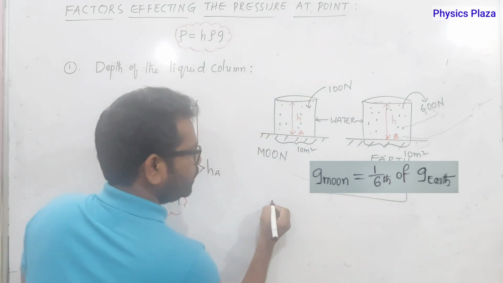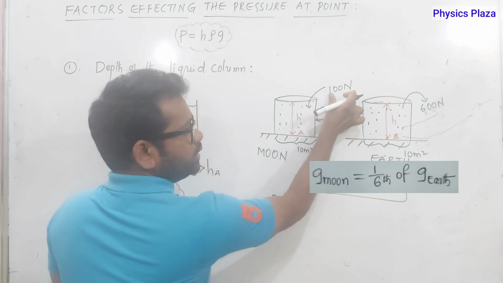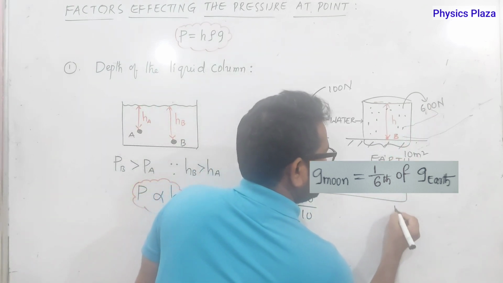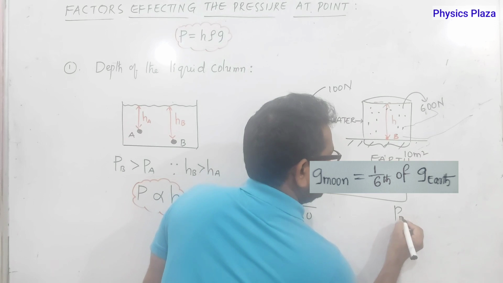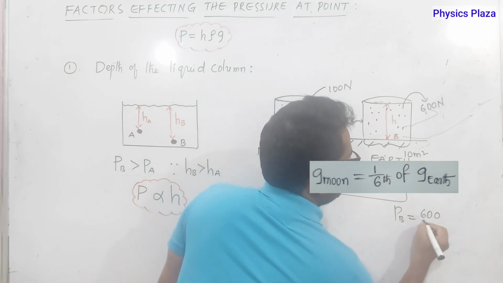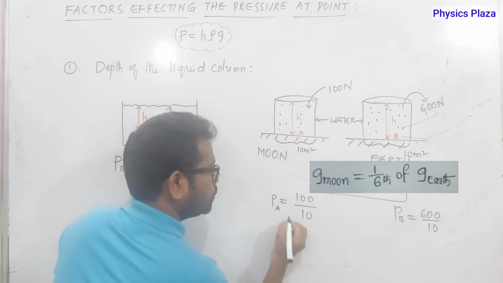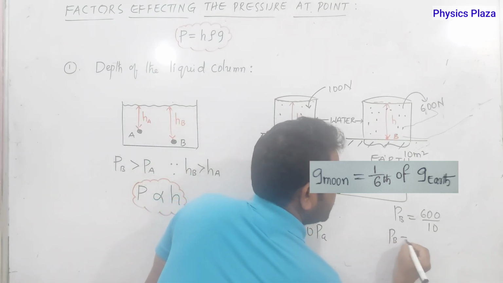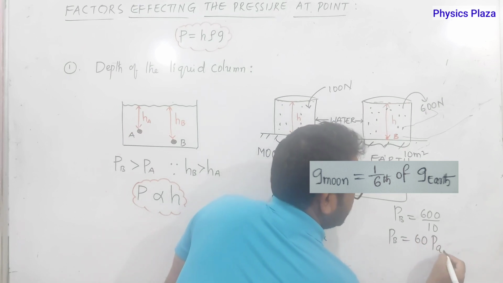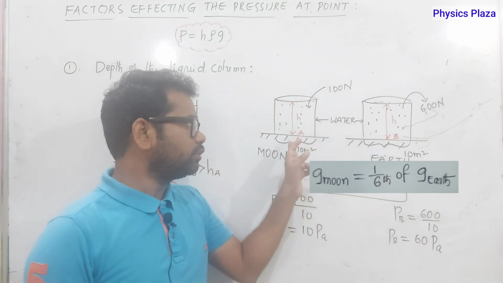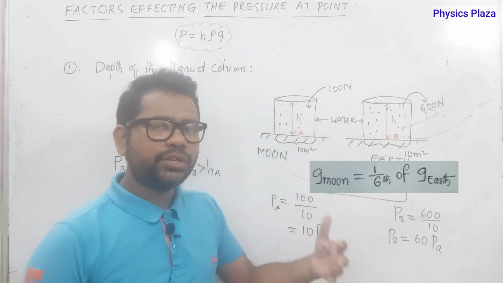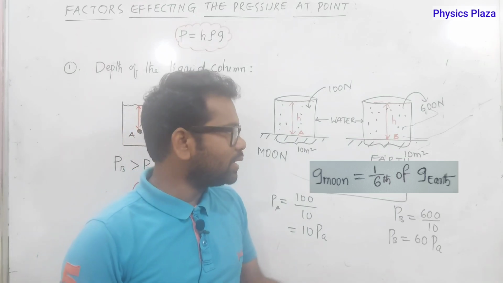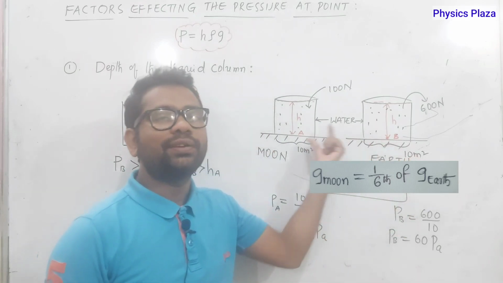So here pressure will be what, dear children? Weight, that is force, 100 by 10. And here pressure at point B will be 600 by 10. So this will be 10 Pascal and this will be 60 Pascal. So obviously the pressure at point B is more than that at point A. Rather, let us say that pressure exerted is more on the Earth's surface than on the moon surface. Why? Because here the G value is more, here the G value is less.